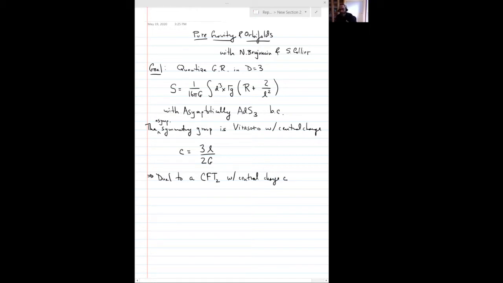Now, I should emphasize that although I'm using the language of conformal field theory when I write down some of these equations, a lot of the actual calculations I'm going to be doing are really gravity calculations. So calculations in general relativity or quantum general relativity. Our general expectation is that this 3-dimensional gravity theory should be equivalent to a 2-dimensional conformal field theory, characterized by this central charge that I've called C here.